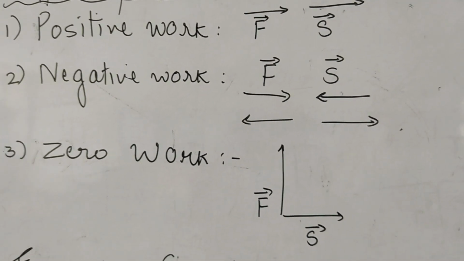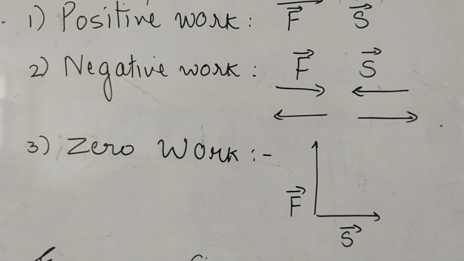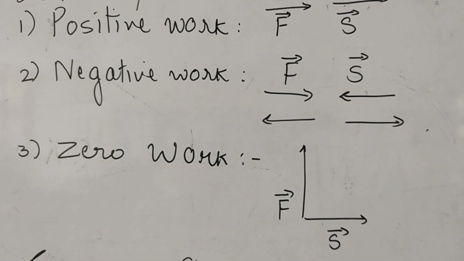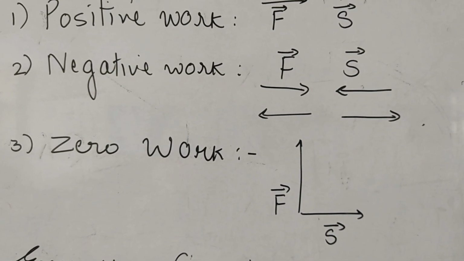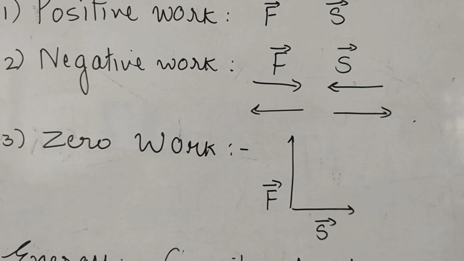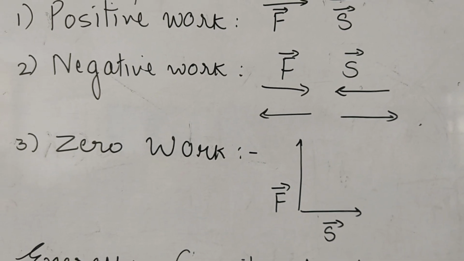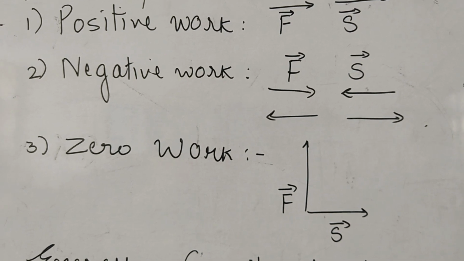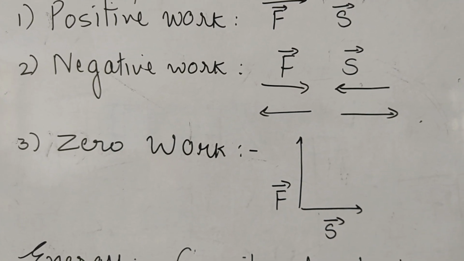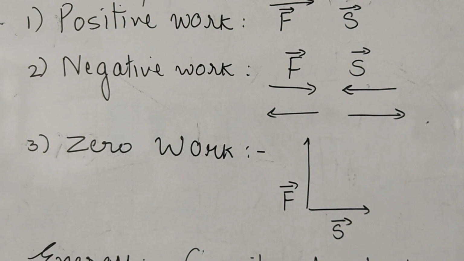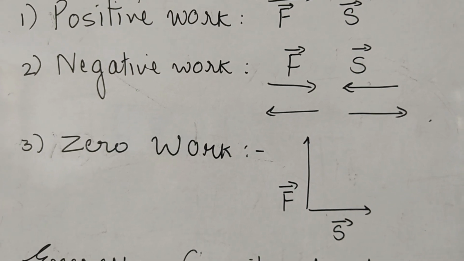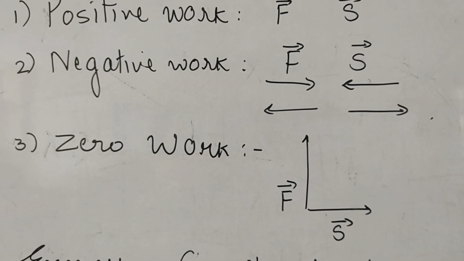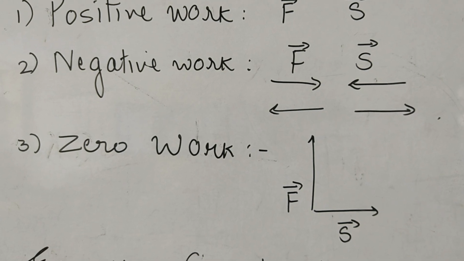So I have given you the 3 definitions for these 3 types of work: positive work, negative work, and zero work. You know that for zero work, there are 2 more conditions. One is when the force applied is 0, the other is when the displacement produced is 0. When either or both of these conditions are true, the work done is said to be 0.